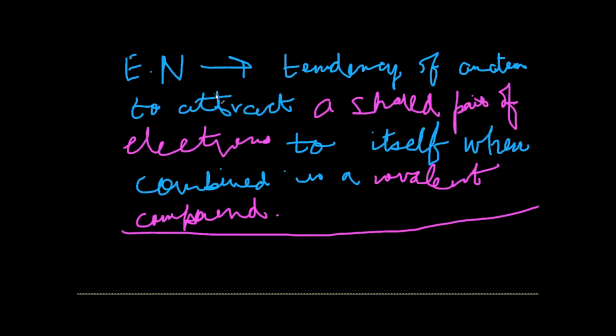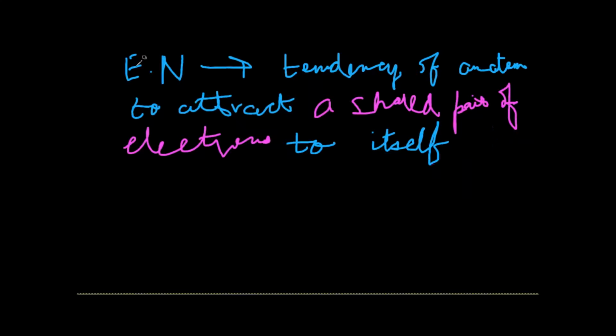As the definition suggests, an atom is attracting a shared pair of electrons to itself when it is in combination in a covalent compound. Now, guys, covalent bonds have been explained in the bonding chapter. If you want to go through them, you can. But covalent bonds are of two types, guys. The first one is the polar covalent compound.